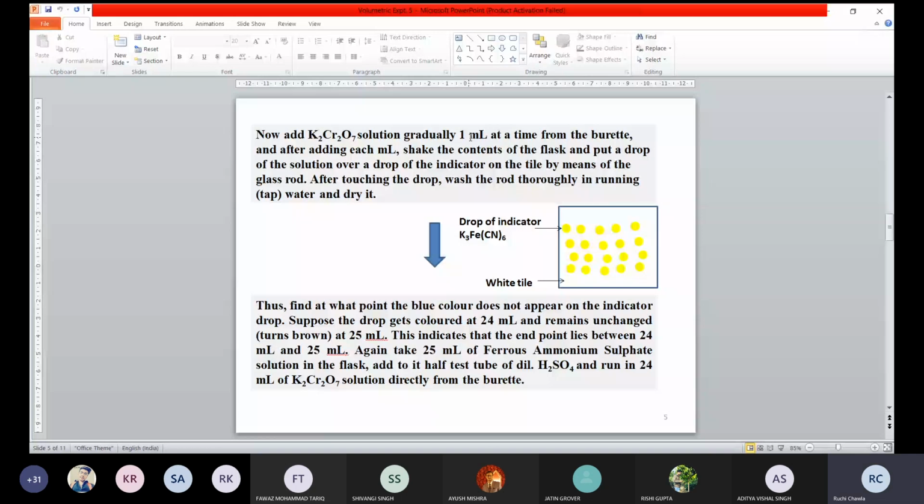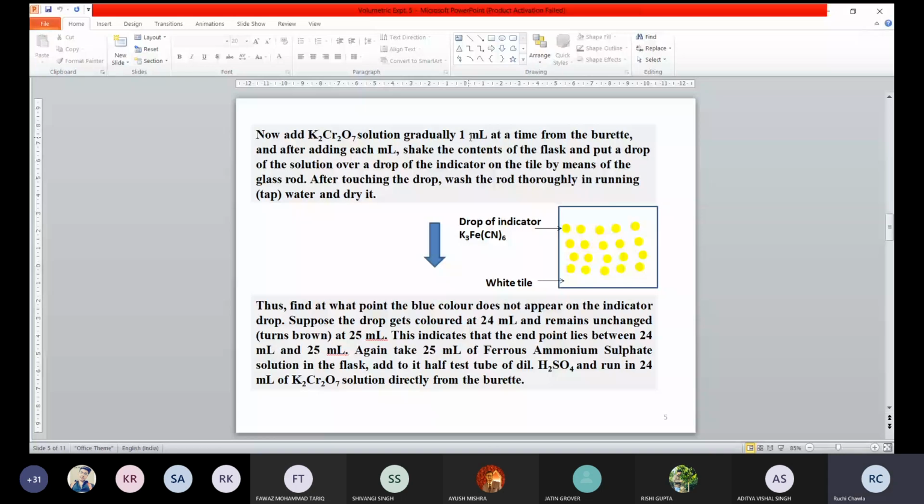Got it? So in the first run of the experiment, in the conical flask, you will take ferrous ammonium sulfate and half a test tube of sulfuric acid. Then on the tile, say you will place 10 to 20 droplets of the indicator. Then add 10 ml directly of potassium dichromate into the conical flask, shake the contents, and then dip a clean glass rod into the conical flask and bring out a drop of the solution in contact with the indicator drop already placed on the tile, and see what color you are getting. Initially, it is going to be deep blue because predominantly ferrous ions will be present in the solution. So see if you are getting blue or brown. Initially it should be blue.